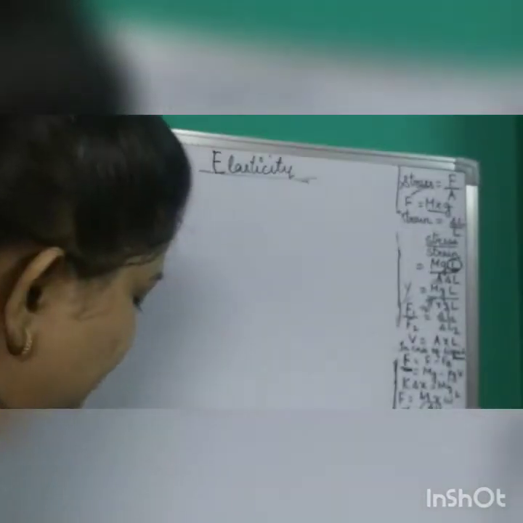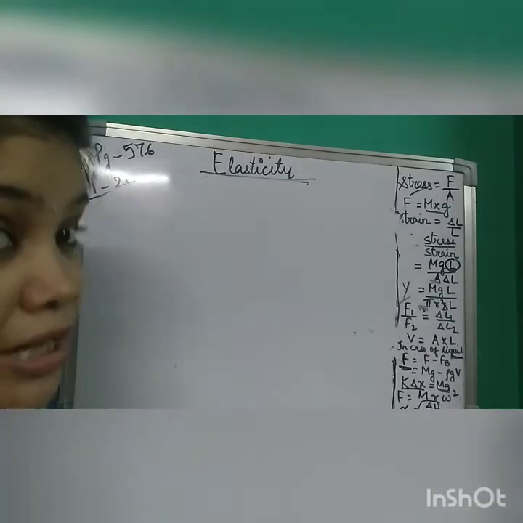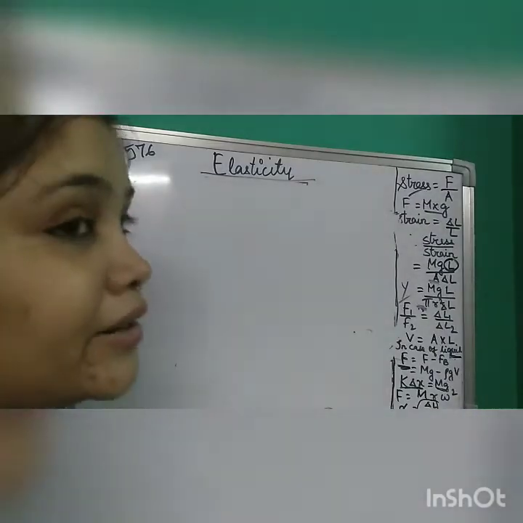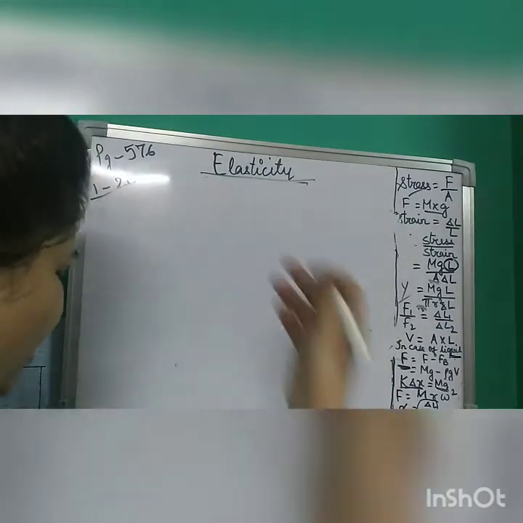Okay, now sum number 13. Let's see what sum number 13 gives us. Sum number 13 is basically based on this formula. The length of a rubber cord, like a spring, increases to 60 centimeter under a weight of 100 gram. Okay, so all are in CGS units, so let me keep it in CGS units only.